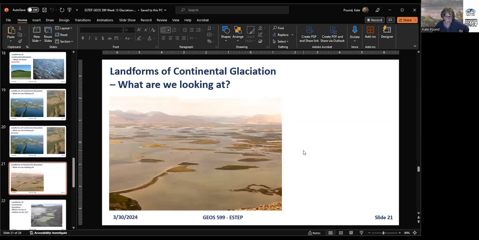And here we are off the northwest coast of Scotland. I'm not giving you an answer here. There's lots of features that I think or hope you might be able to identify.